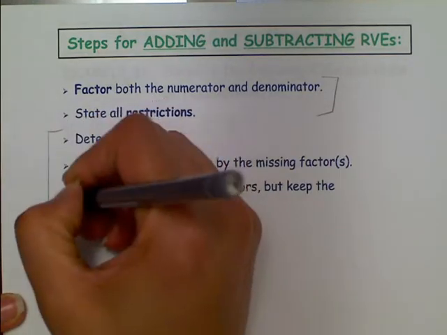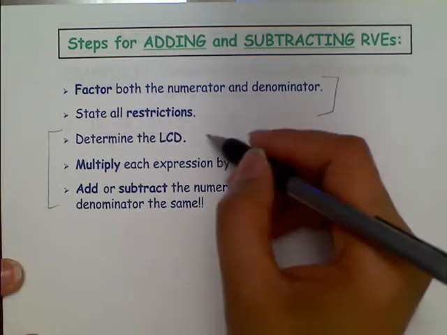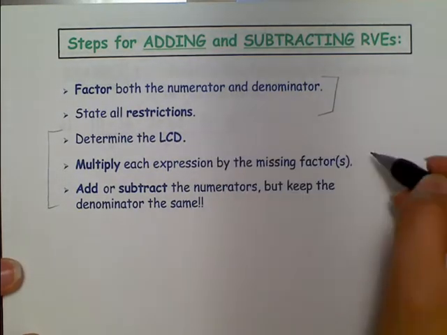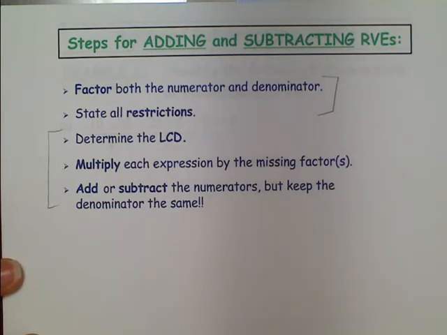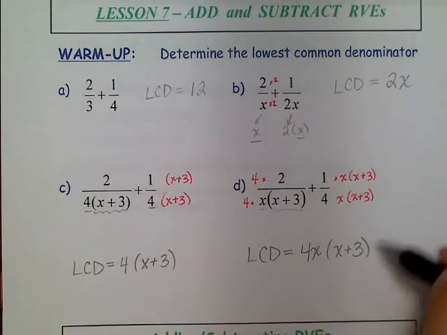Now, because you are adding and subtracting, the next few steps are going to be a little bit different. They're going to be related to adding and subtracting RVEs. And so what we need to do is determine the lowest common denominator, and using the lowest common denominator, multiply each expression by the missing factors. Much like what we did here in the warm-up.